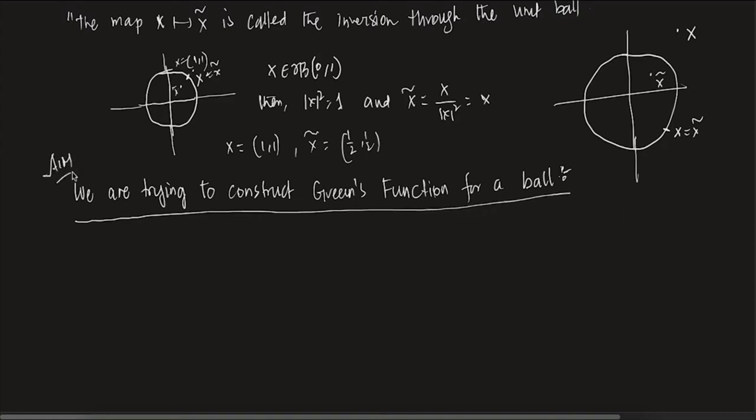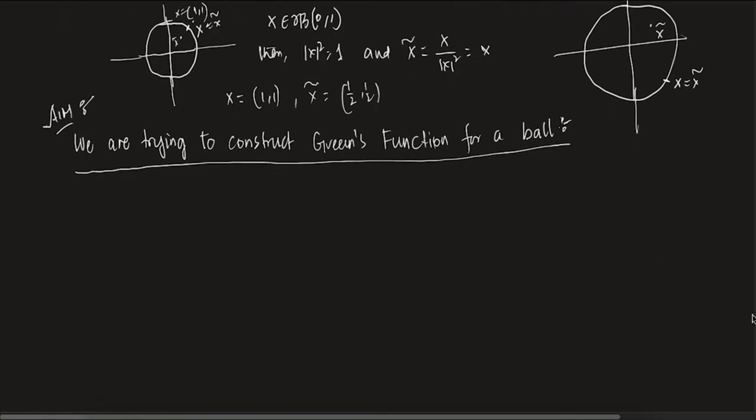And to do that, what are we going to do? We are going to first of all construct a corrector function. So for that, we are going to fix, you remember, I want to fix an x in the domain. In this case, the domain is B(0,1). Once I fix this, I define the corrector function.